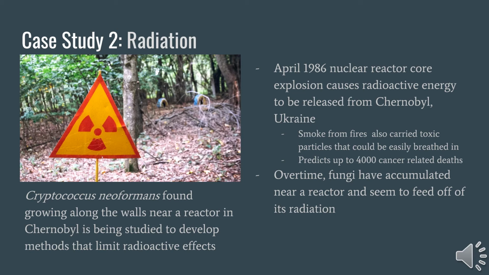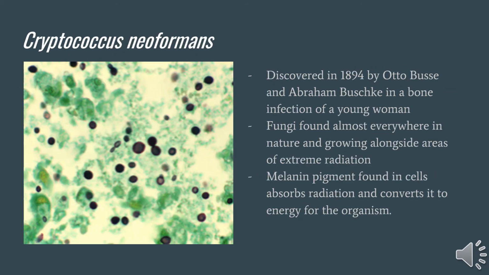This is the organism Cryptococcus neoformans. Cryptococcus neoformans was first discovered back in 1894 by pathologist Otto Busse and surgeon Abraham Buschke, while observing tissues in the bone infection of a young woman. In large amounts, C. neoformans can lead to infection, but in most cases is easily treatable. In nature, it can be found almost everywhere, but mainly inhabits the soil.